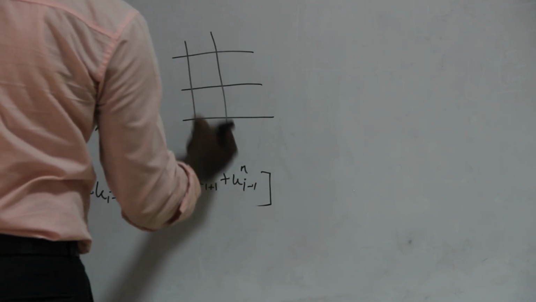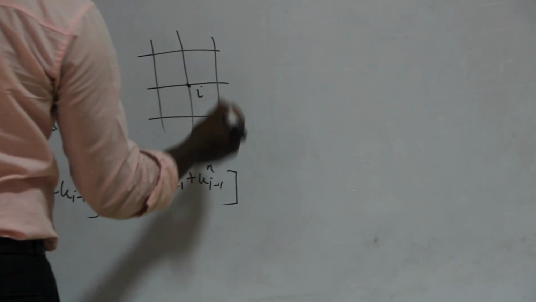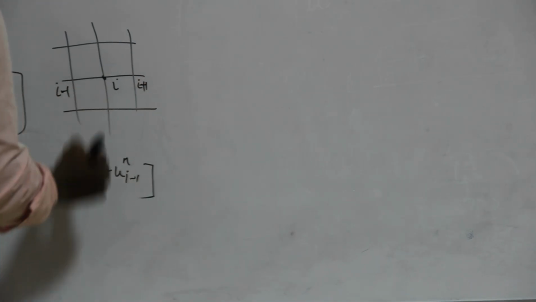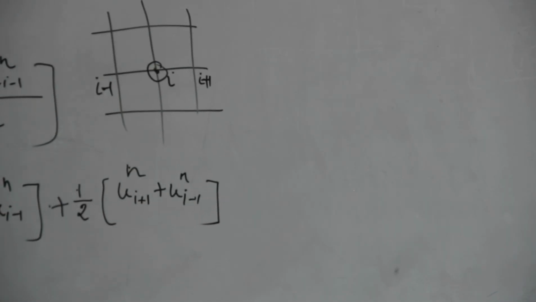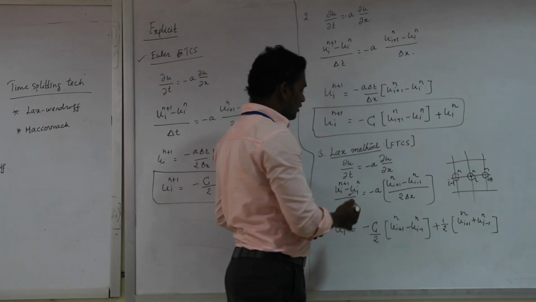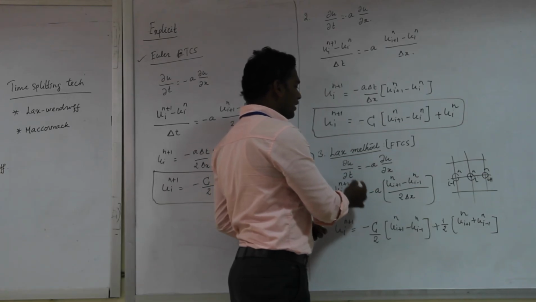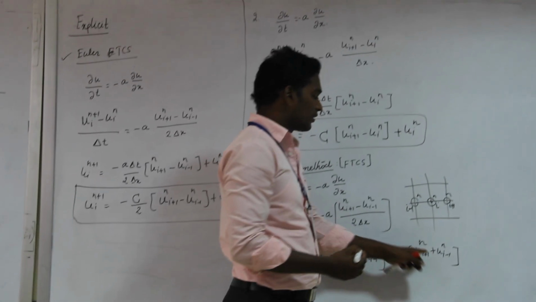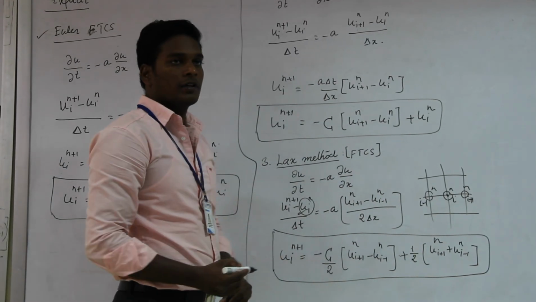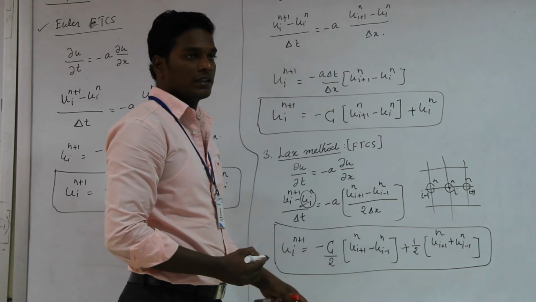So if you have a typical grid like this, i minus 1, i, i plus 1. On this, if I want to calculate the variable by using the Lax method, in that variable I have averaging. For the Lax method, the main difference is that in the u i term, you have to give an averaging value between i minus 1 and i plus 1. So that has to go into the right side. So this is a general equation to calculate the variable of the domain by using the Lax method. Okay.